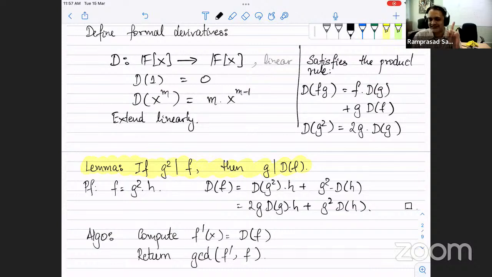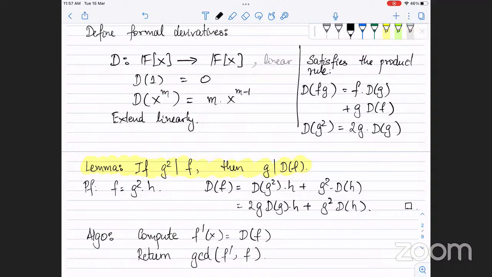So this algorithm is not quite done. There is a subtle issue with this. You will get the GCD of f prime and f, and you will get some g dash, not g.